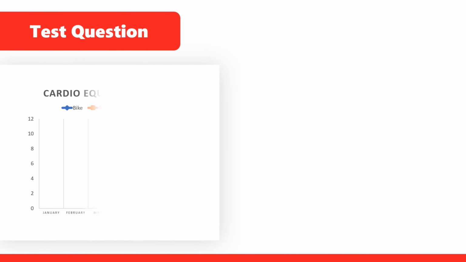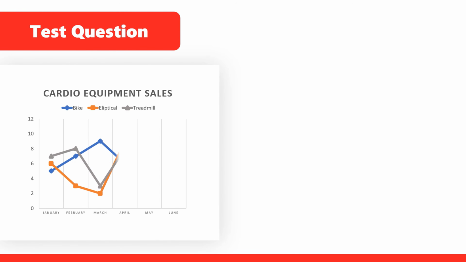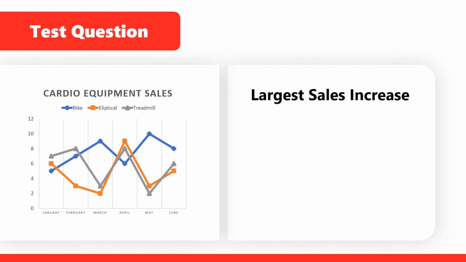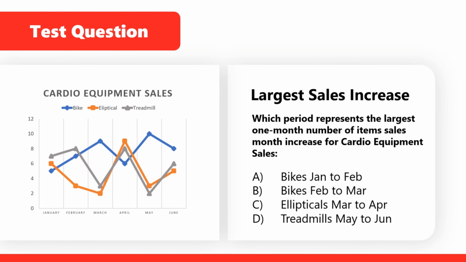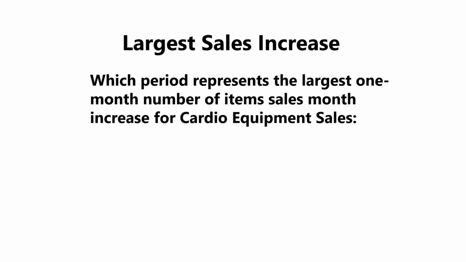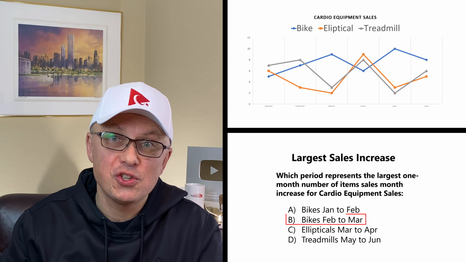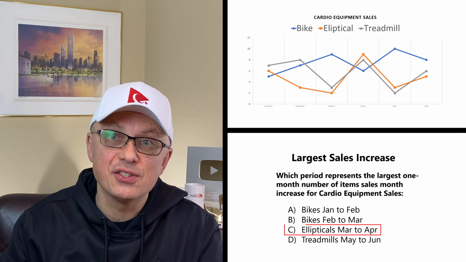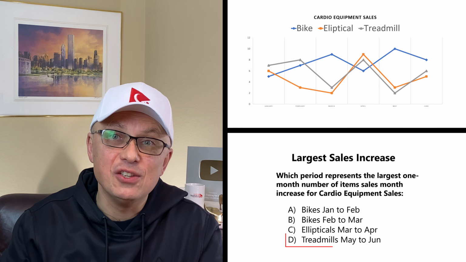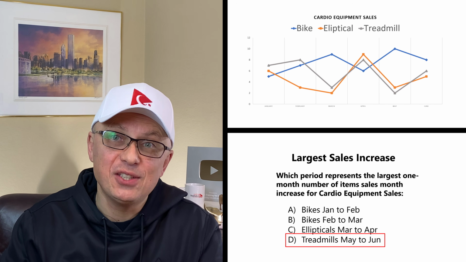The question asks you to determine the largest sales increase. Specifically, you need to determine which period represents the largest 1 month's number of item sales increase for cardio equipment sales. You have 4 different choices. Choice A, bikes from January to February. Choice B, bikes from February to March. Choice C, ellipticals, March to April. And choice D, treadmills, May to June.